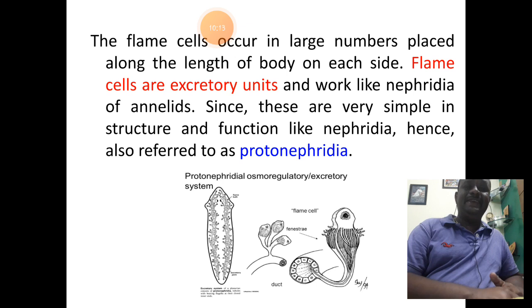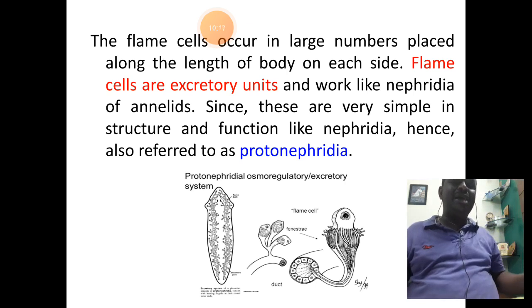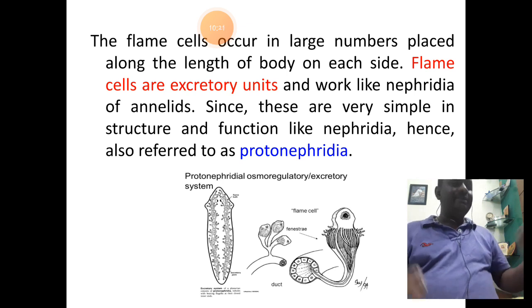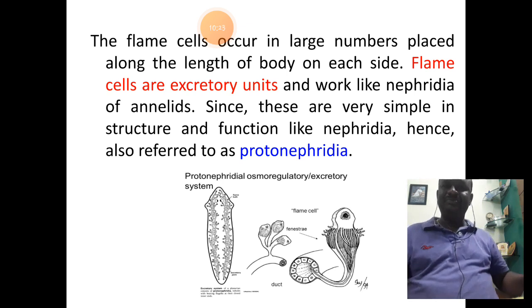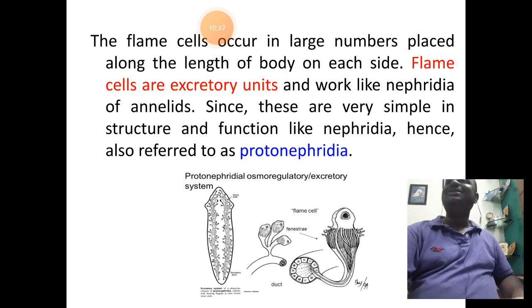dorsal pore is seen. So through these minute dorsal pores, which are arranged plenty in number on the lateral margin of the dorsal side of the body, these wastes are thrown out. So that's the importance of the flame cells and the excretory tubules related to planaria.